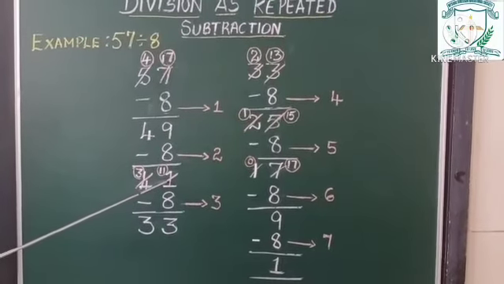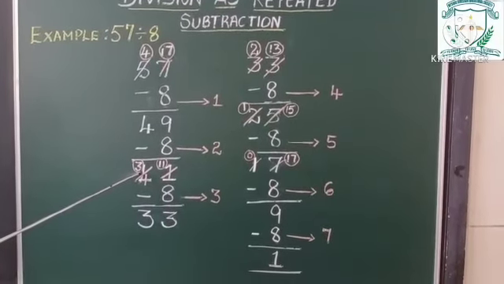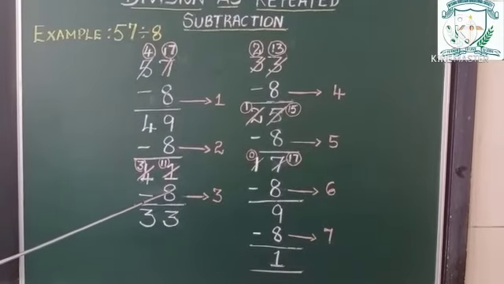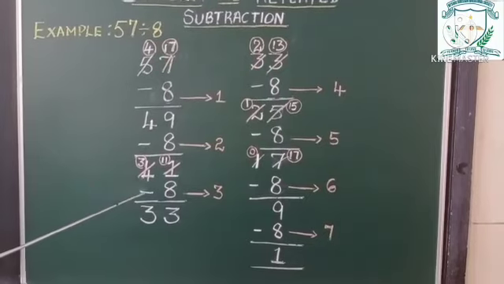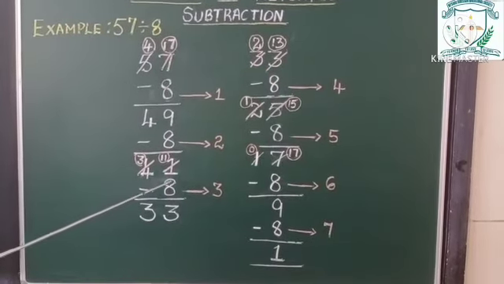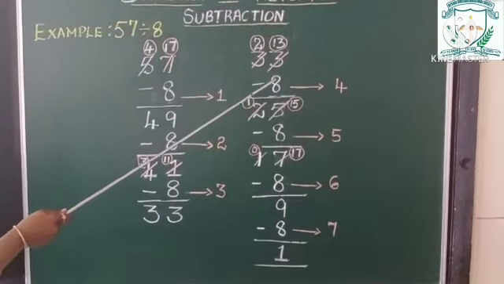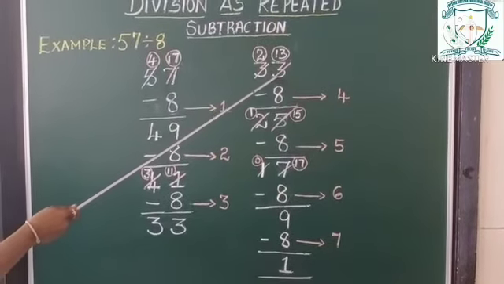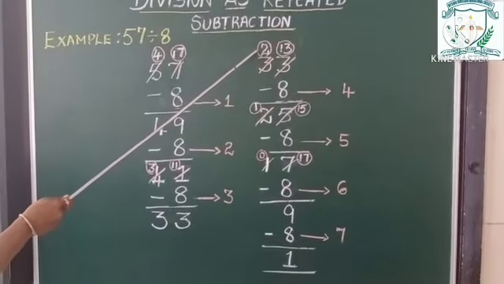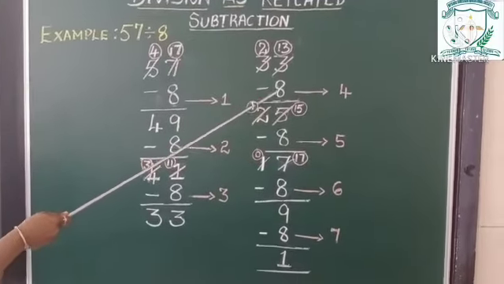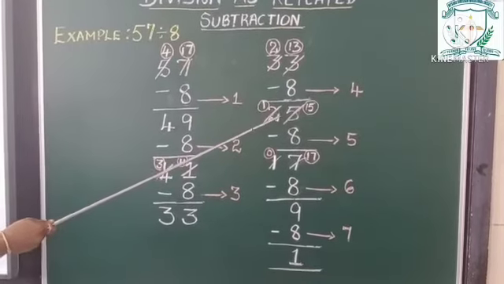41 minus 8. Here 1 is less than 8. Borrow from the tens place, leaving 3 tens. 11 minus 8 is equal to 3 and 3 minus 0 is 3. 41 minus 8 is equal to 33. 33 minus 8. Here 3 is less than 8. So borrow 1 ten from the tens, leaving 2 tens. So it becomes 13. 13 minus 8 is 5 and 2 minus 0 is 2.